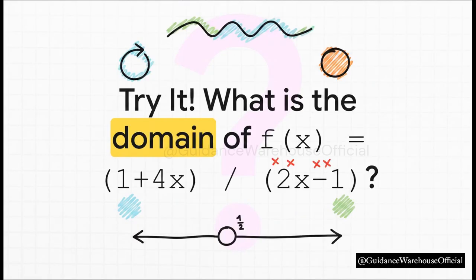Okay, time for another pop quiz. What's the domain of this function? Remember the rule. Find the x value that makes the bottom part 0, and that's the number you have to exclude. Take a sec. Got it? If you set 2x minus 1 equal to 0, you'd find that x cannot be 1/2. So the domain is all real numbers except for 1/2. You're getting good at this.